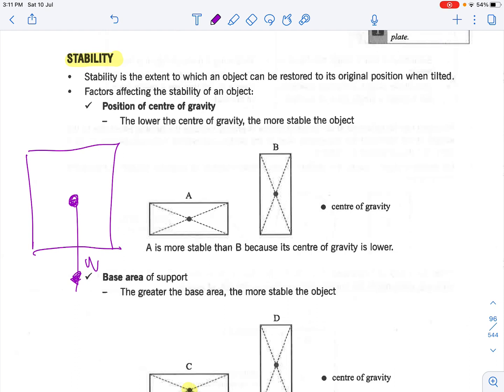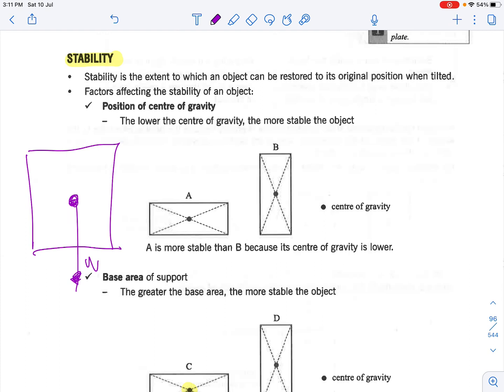Okay. Next thing, we look at stability. Stability is basically the extent to which an object can be restored to its original position when you tilt it. The factors affecting the stability of an object would include the position of the center of gravity and the base area.